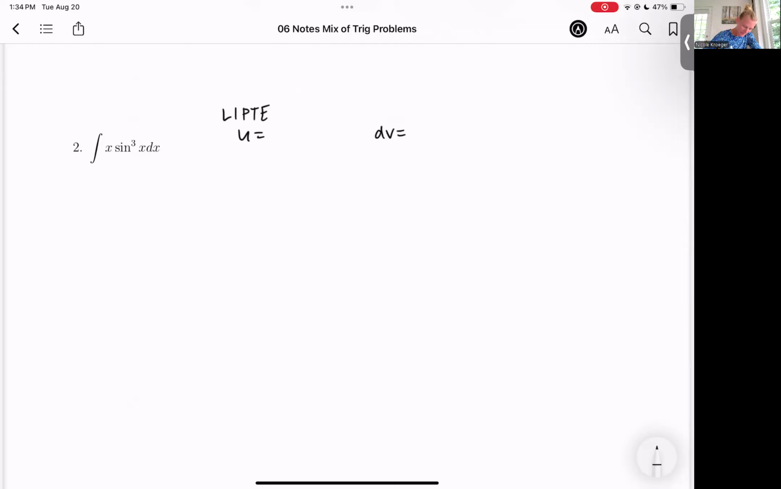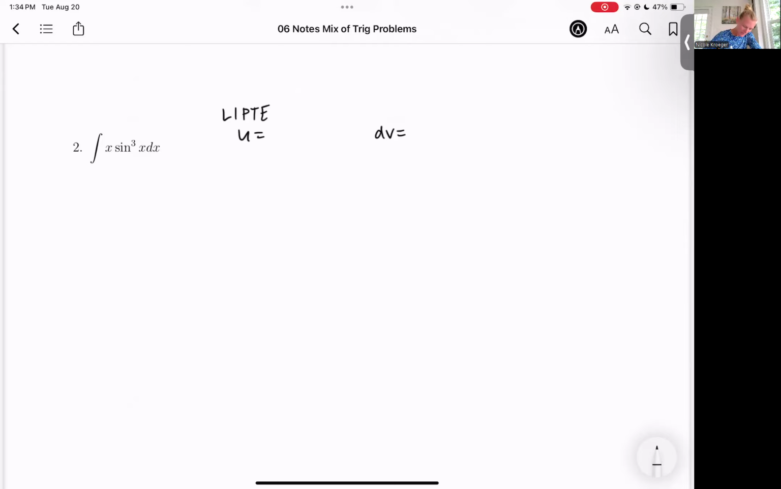Oh, this is where things are going to get fun. So in order to find v, I need to integrate sine cubed x dx. Ooh, and that means I need to use the techniques from the past couple days. This is not going to be pretty. That's okay. Okay, so let's see. How would I do that?